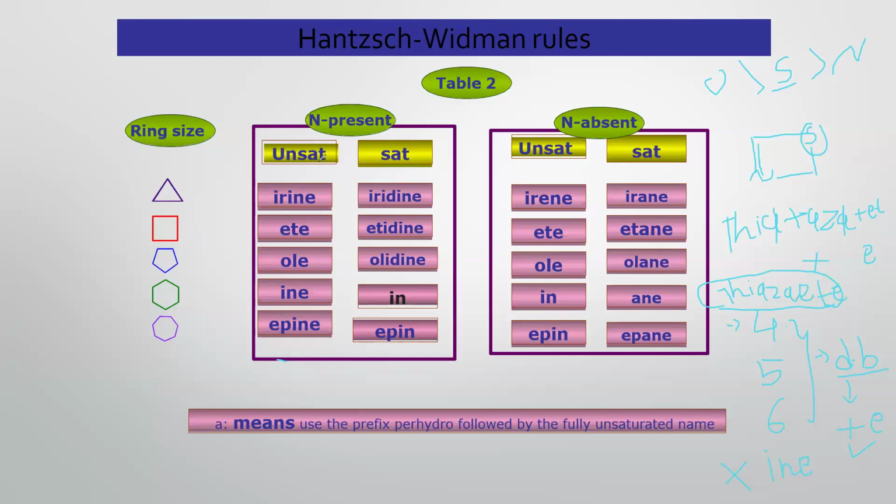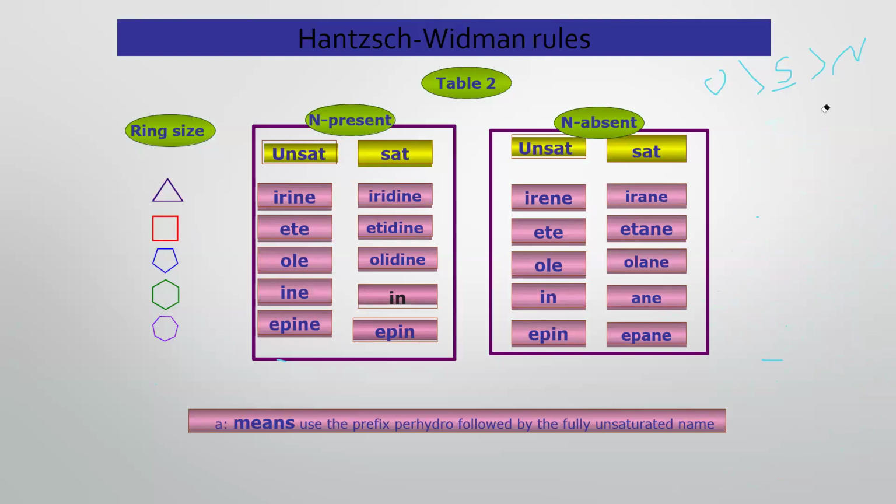Yes, Haripriya, you are right. Any question, guys? If you are not able to get anything, remember the point I told you: if it is a 4, 5 or 6-membered ring and contains a double bond, then you only add E. But if there is no double bond, then ANE is the normal way we use. One more example we will take, and then we will move to the naming reactions. So you will get more idea.